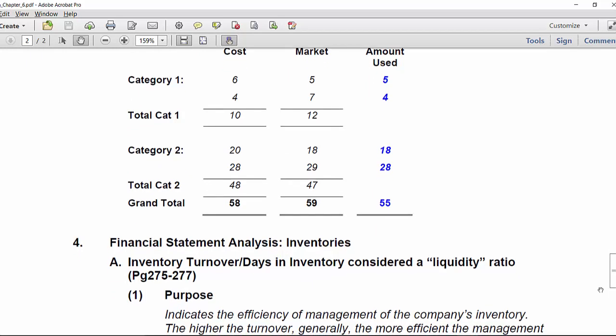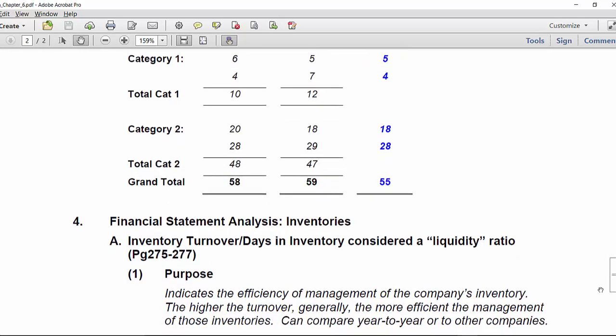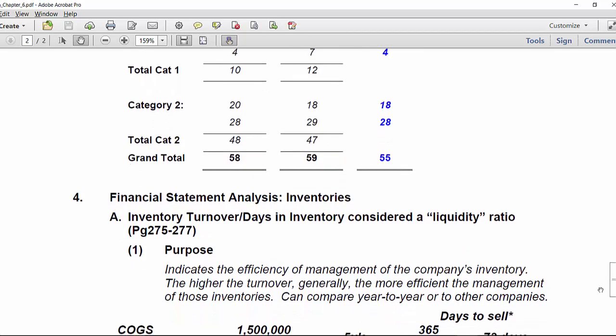So what do you do? You try to figure out the efficiency of management's inventory handling. The higher the turnover, generally the more efficient you can say management is in handling those inventories as a general rule. And now you can compare this year to year or to other companies. So you can do inter-company to other companies or intra-company with ourselves.